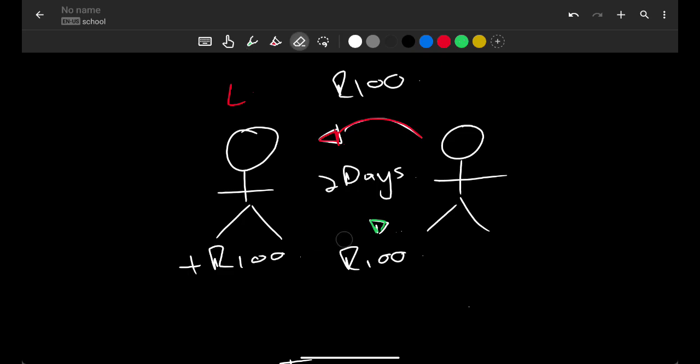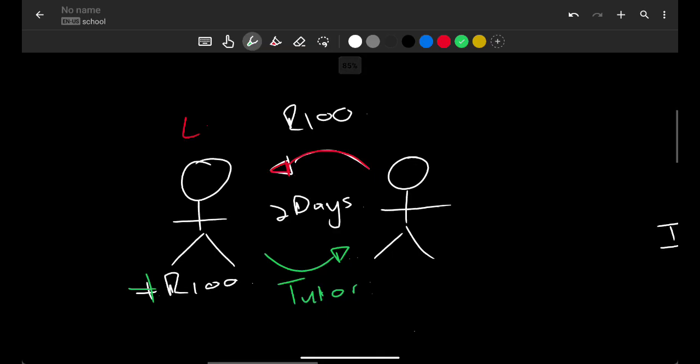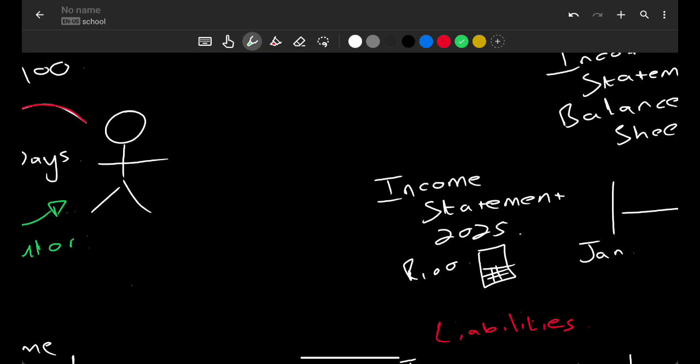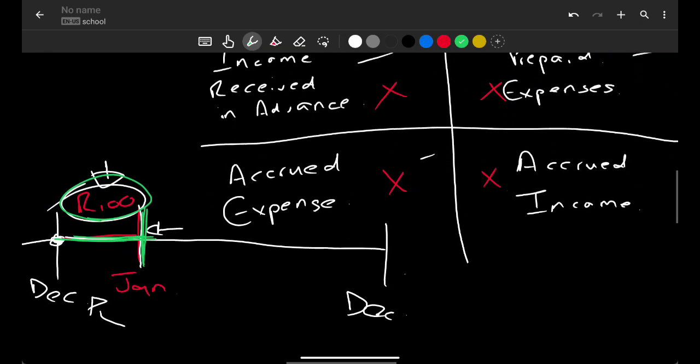But if you don't ask for it back, and then 2 days later you come back and then I tutor you, then this 100 rand is officially mine. I can go buy sweets, I can go eat McDonald's or whatever the case may be. It's now mine. So income received in advance, you are the business and you're paid in advance, but you cannot look at that money as revenue. You cannot spend it up until you have fulfilled your liability to the person who gave you the money, whether it's giving them stock or them paying rent.